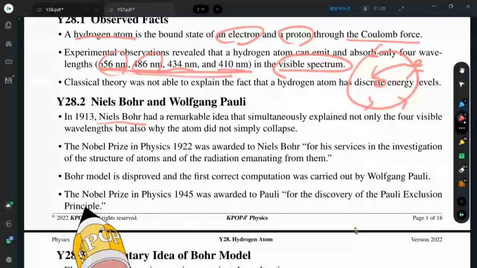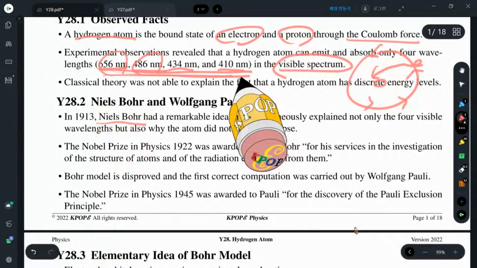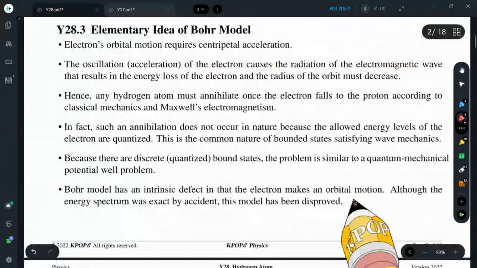And finally, it was quantum mechanics, just what we learned, the Schrödinger equation. Pauli solved the Schrödinger equation and found the exact solution that agrees with the experiments exactly. The elementary idea of Bohr is not quantum mechanics. It is a mixture of a quantum idea and classical mechanics.